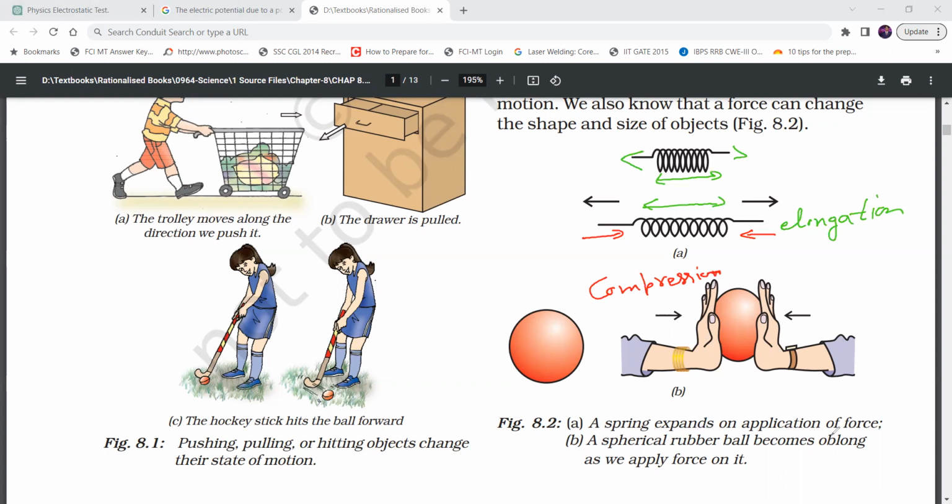A spring expands on application of force. A rubber spherical ball becomes oblong as they apply force on it. Okay.